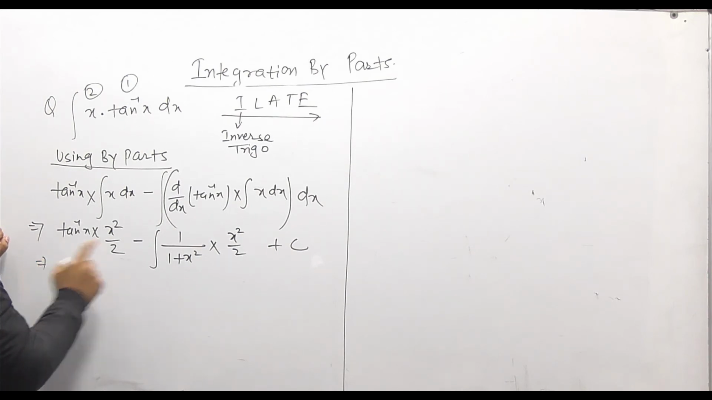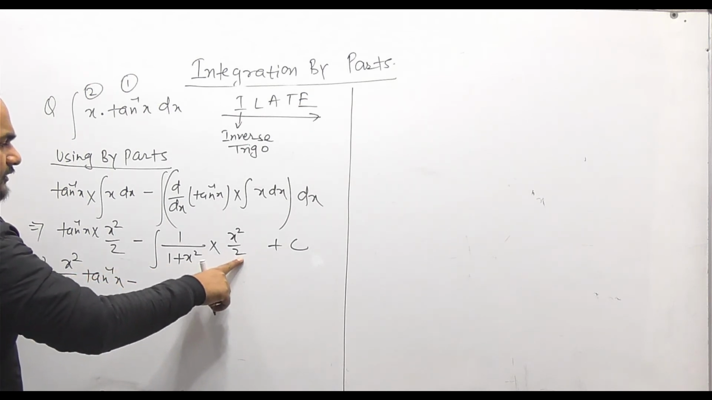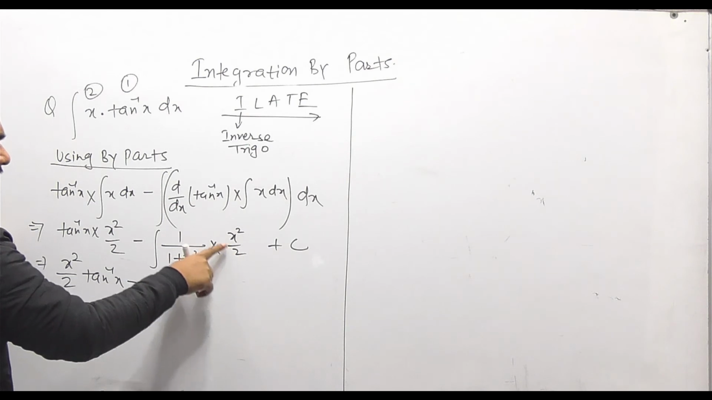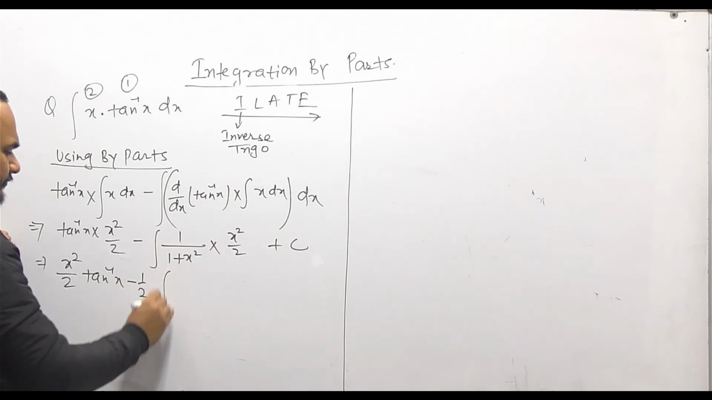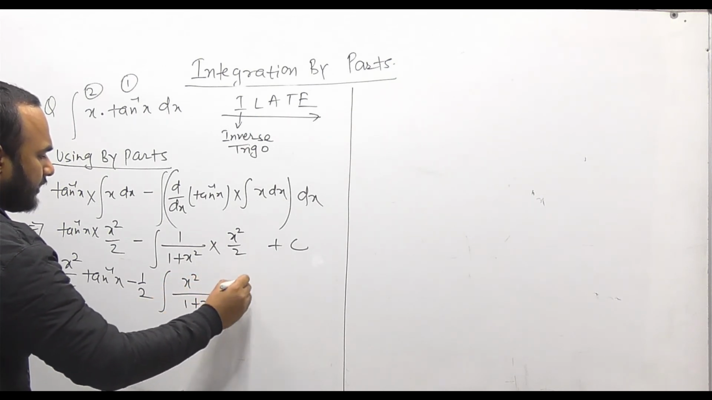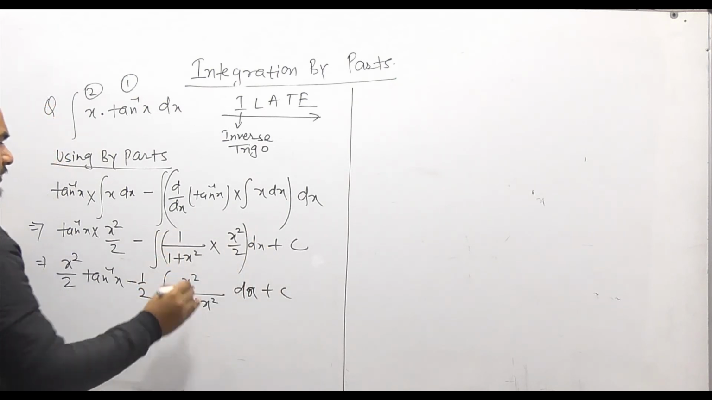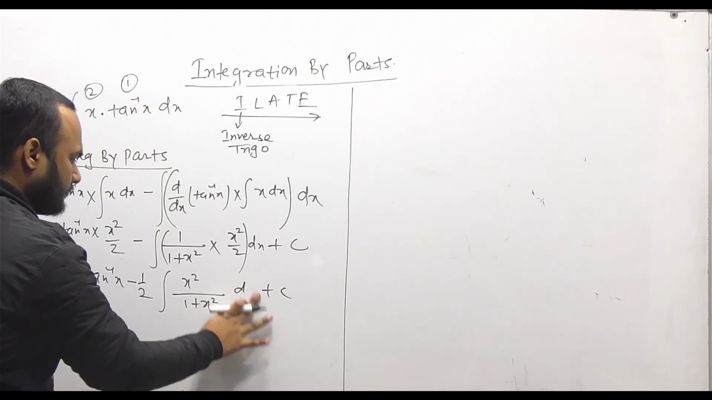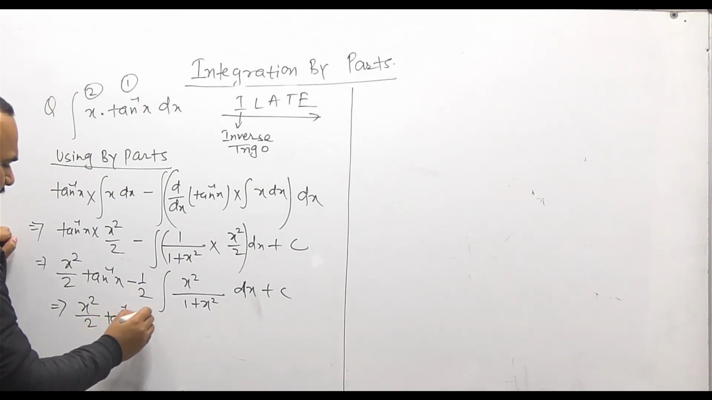So now let's integrate the second part. It can be written as x square over 2 tan inverse x minus, we can take 1 by 2, which is the constant, and multiplied with the variable part common out of the function. So it will be like minus half integration of x square over 1 plus x square into dx plus c. So now we can write it like this, tan inverse x minus half.